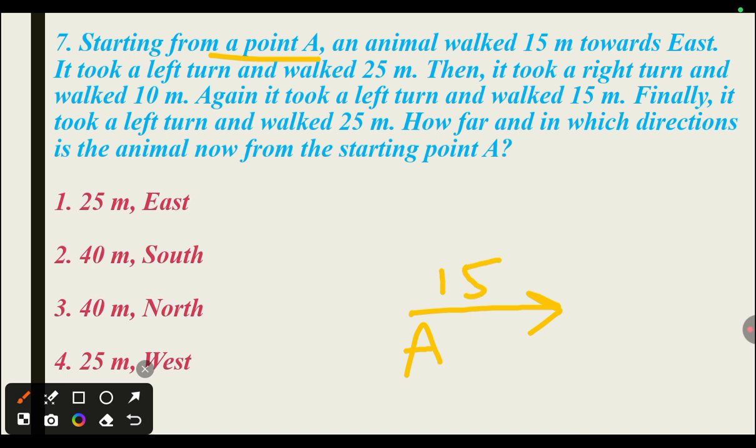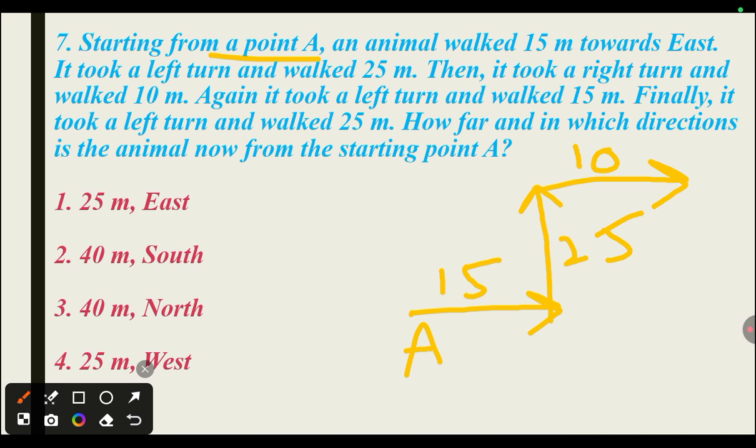It took a left turn. East left turn is always north, and walked 25 meters. Then it took a right turn. So north right is always east, and then walked 10 meters.